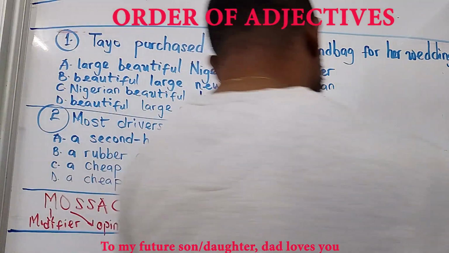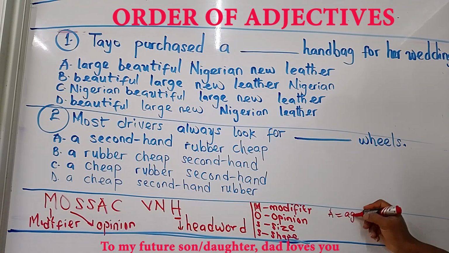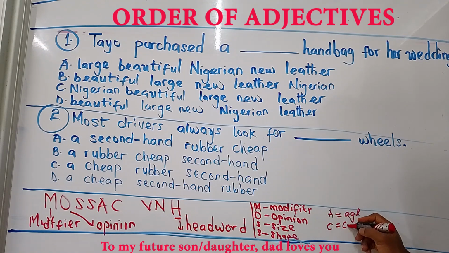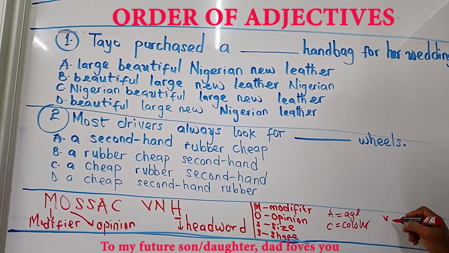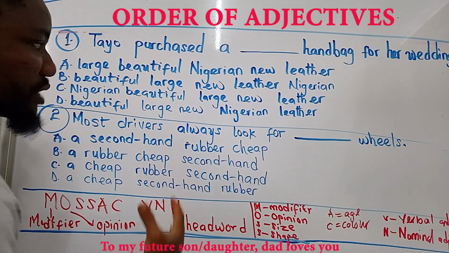The A stands for age. The C stands for color. Now the V here stands for verbal, verbal adjectives. I'm going to explain all of this. Verbal from the word verb. Then the N stands for nominal, nominal adjectives. Right. So this is the formula, the acronym that works for me very effectively in the ordering of adjectives.